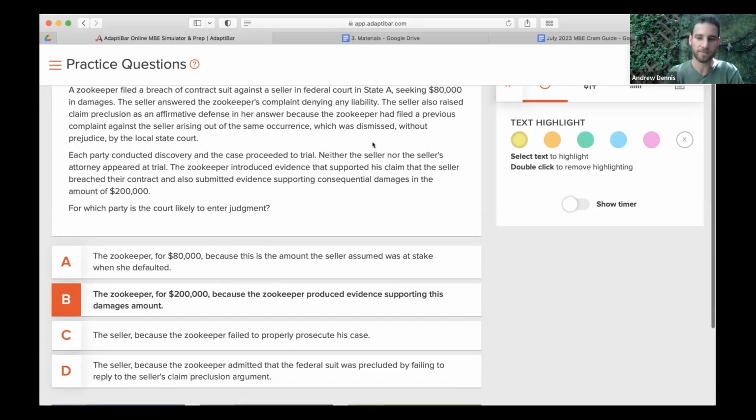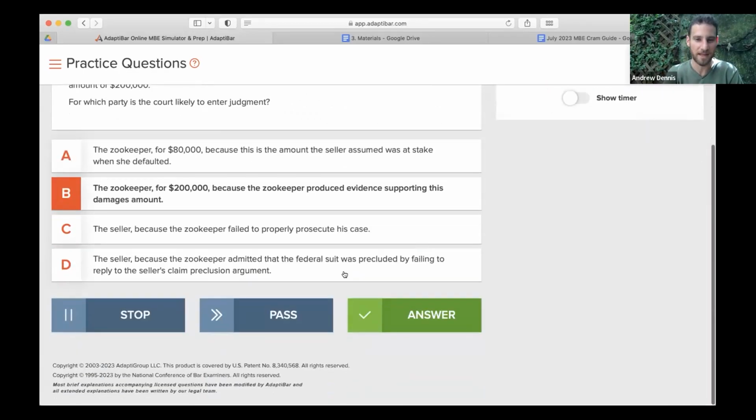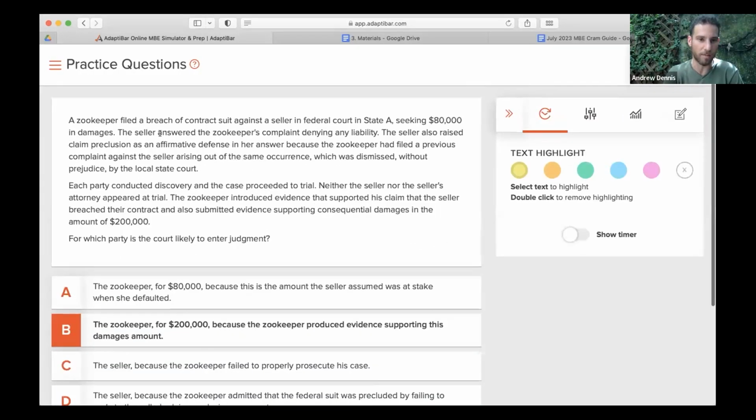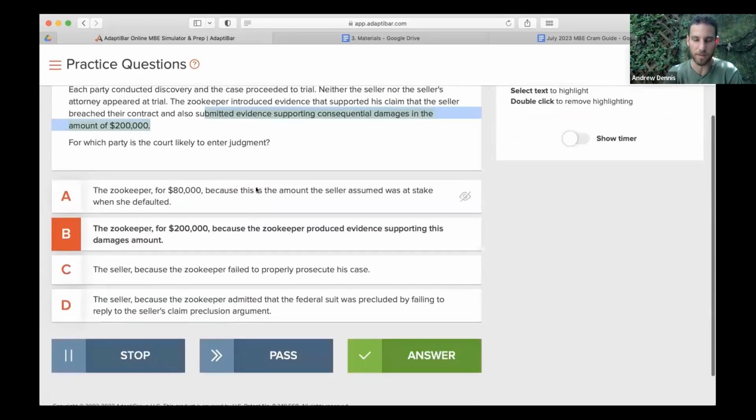With all that being said, anyone feel it's not B? I definitely agree with you between A and B, because it's not about what the amount was, it's what you could show. And yeah. So if I had to pick between these two, I'd pick B.